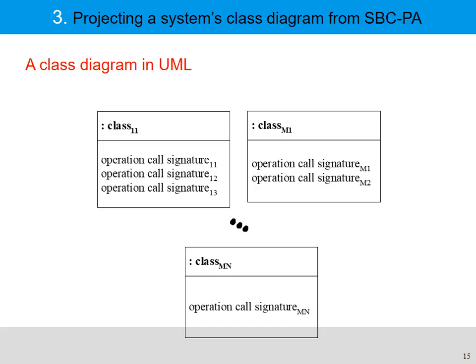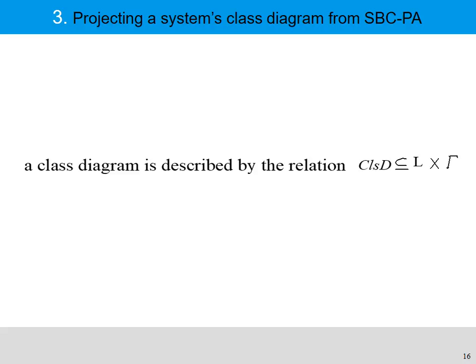A class diagram in UML describes all the classes of a system. Also, for each class, it describes all its operational call signatures. A class diagram is described by a relation class T with 2 attributes. The first attribute is the operational call signature. The second attribute is the COE object or COE component.